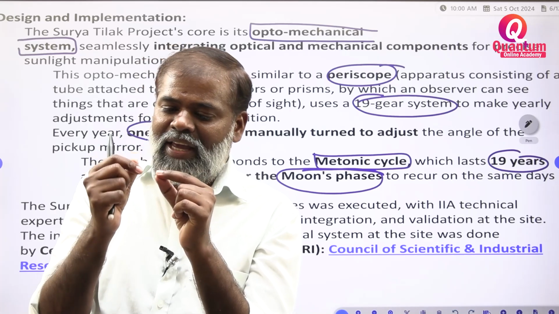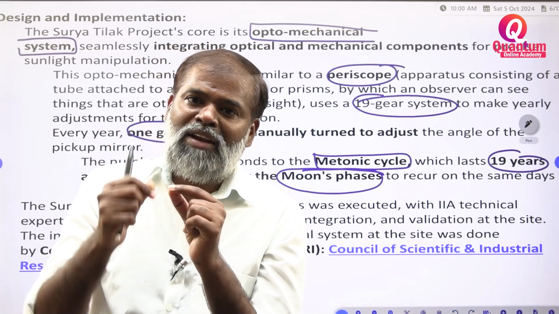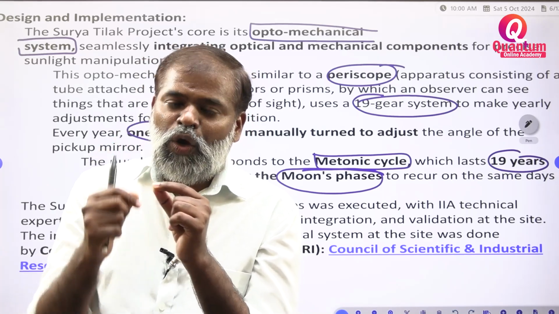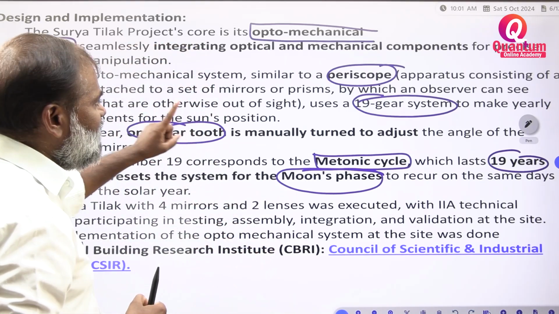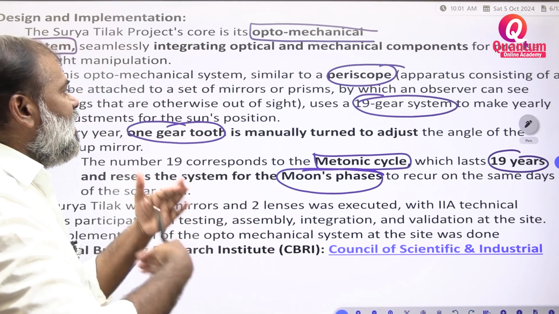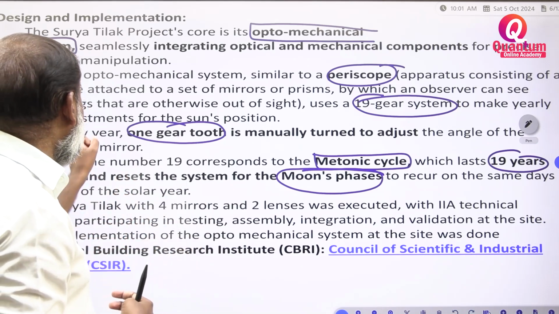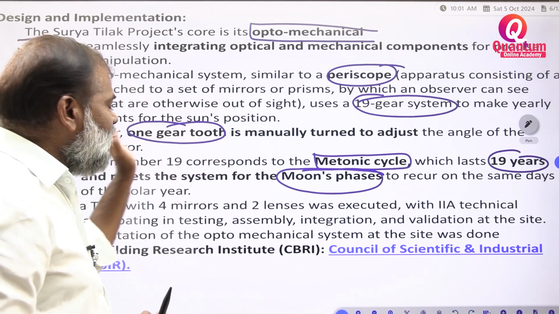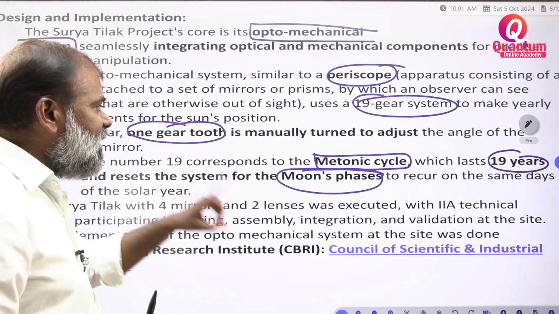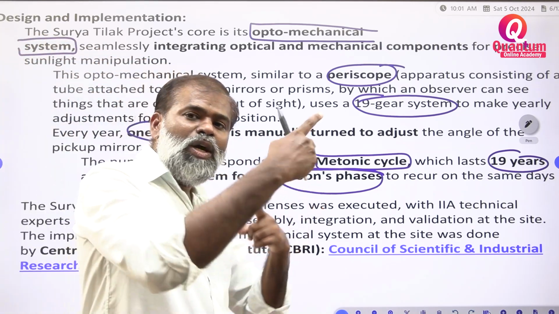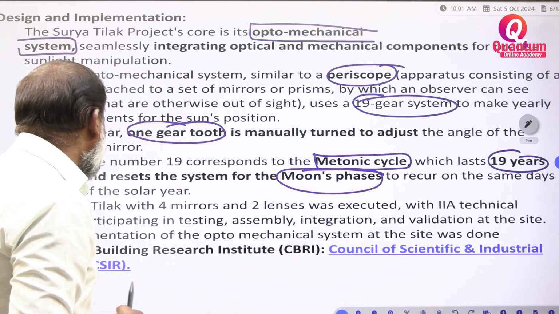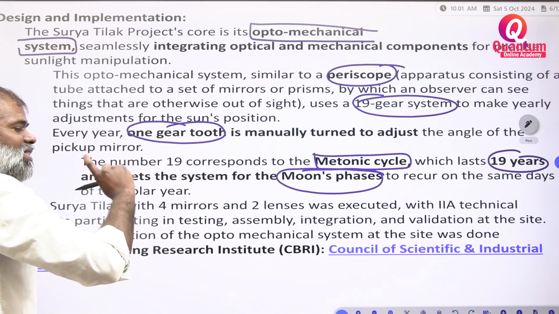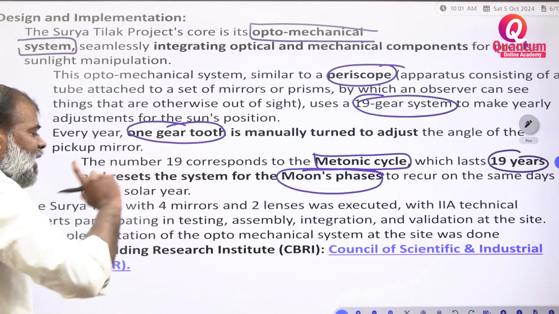Each and every year, each and every gear you have to manually adjust. You have to manually adjust one gear. 19 gears you have to adjust like that to pick up the light on the mirror. So the 19th gear you have to adjust to approximately the moon's phase and sun phase, and that same date will come.